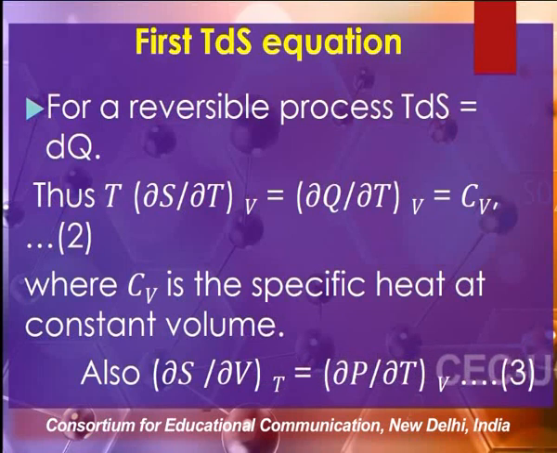For a reversible process, TdS is equal to dq. Thus, we have T times (∂S/∂T) at constant V is equal to (∂Q/∂T) at constant V equal to Cv. What is Cv? Cv is the specific heat at constant volume. Also, from Maxwell's relation, we have (∂S/∂V) at constant T is equal to (∂P/∂T) at constant V. Call this equation 3.